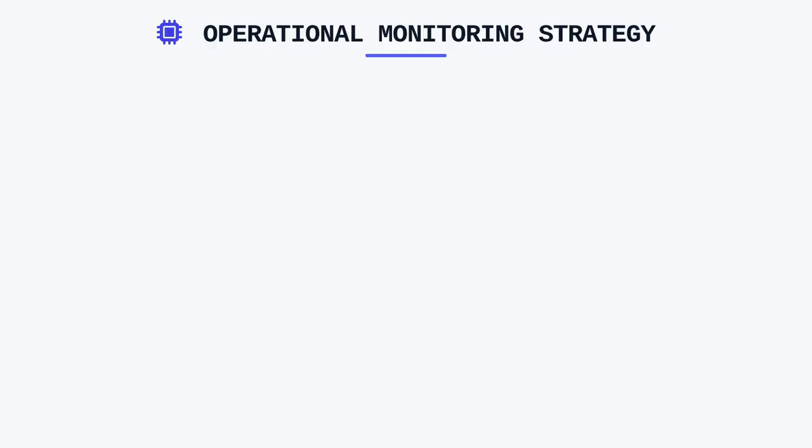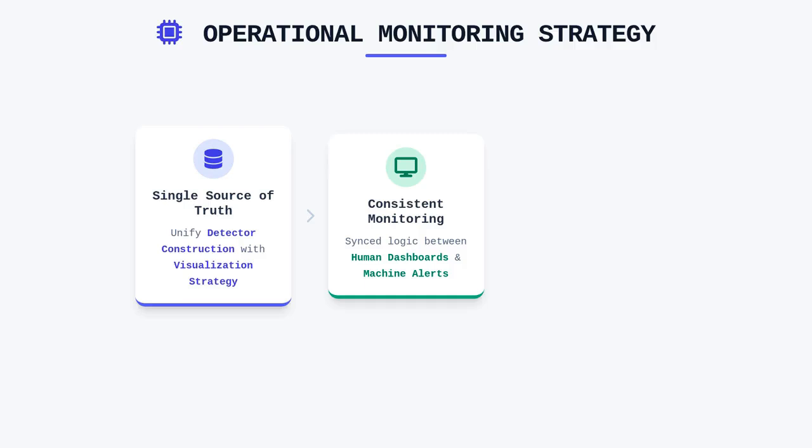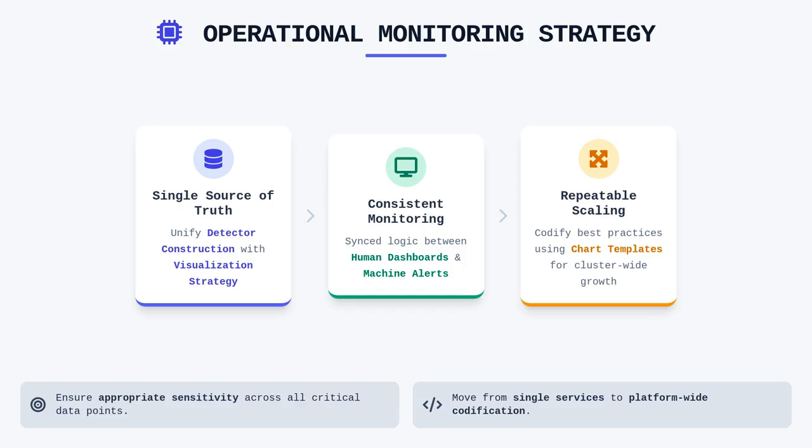Effective operational practice dictates that you treat your detector construction as a formal extension of your visualization strategy. By keeping your monitoring logic tied to these predefined source expressions, you maintain a source of truth that is consistent across both your human-readable dashboards and your automated machine-driven alerts. As your infrastructure grows in scale, this repeatability becomes the primary method for ensuring that all critical data points are being tracked with appropriate sensitivity. Whether you are scaling from a single service to a cluster-wide implementation, using existing charts as templates allows you to codify your best practices into the platform itself.